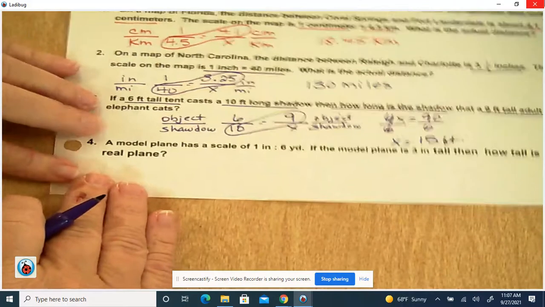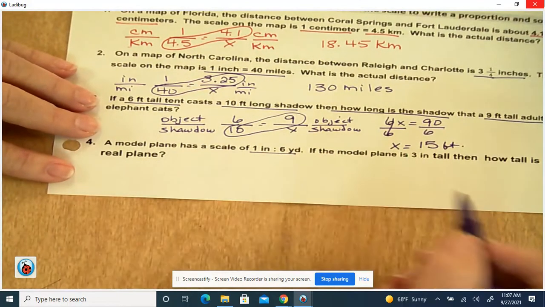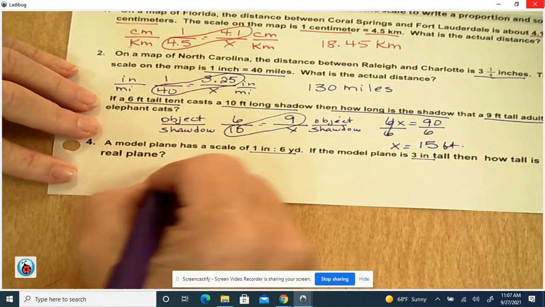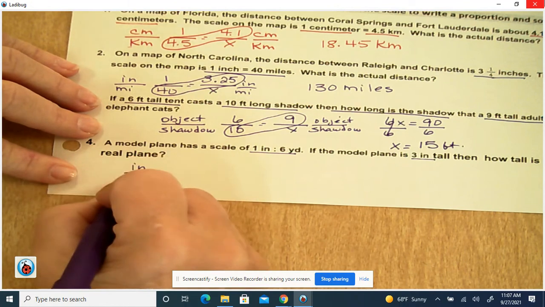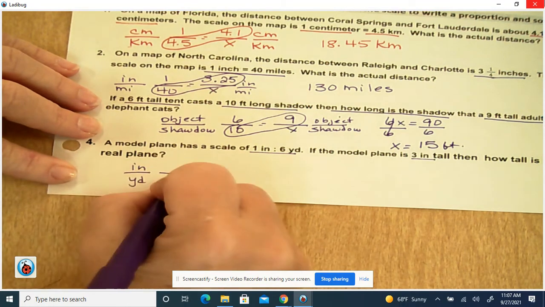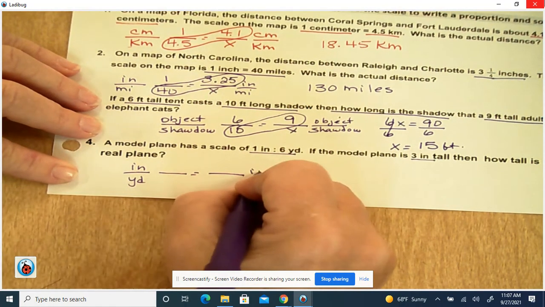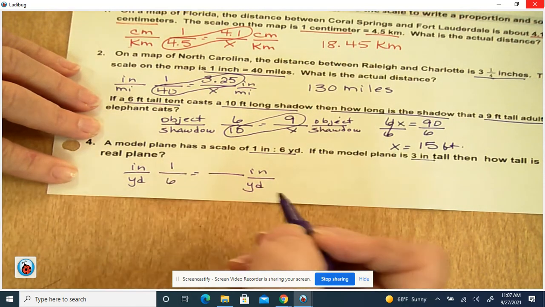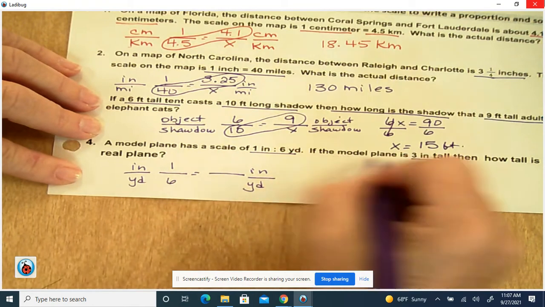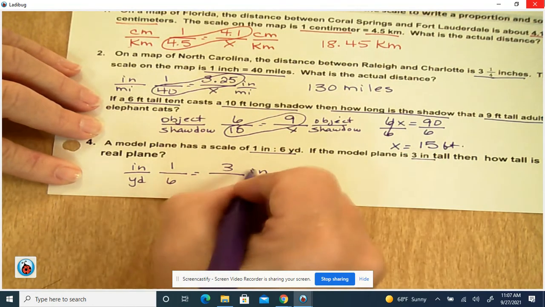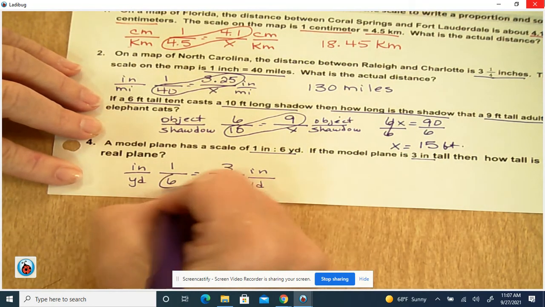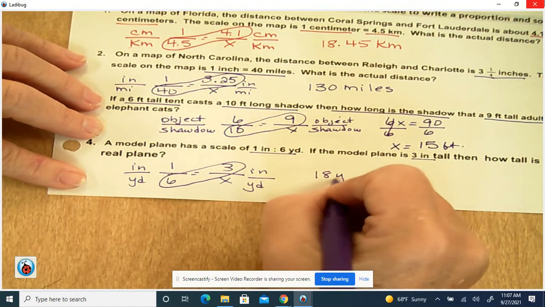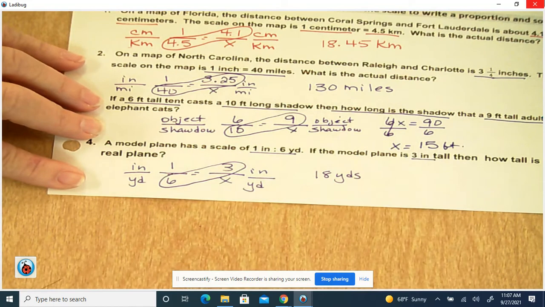A model plane has a scale of 1 inch equals 6 yards. If the model plane is 3 inches tall, then how tall is the real plane? So we've got inches over yards, inches over yards. So we've got 1 inch over 6 yards. And then the model plane is 3 inches, goes where inches are, and then that would be x. Circle that, you multiply them, and you get 18 yards, and then it's divided by 1, so that would stay the same.